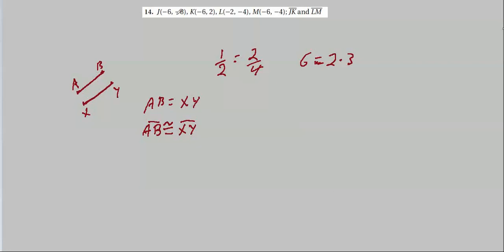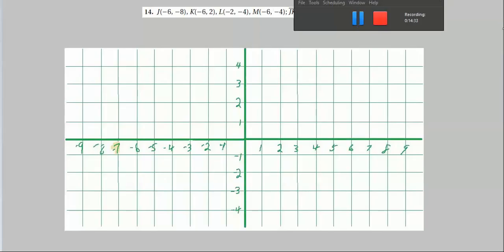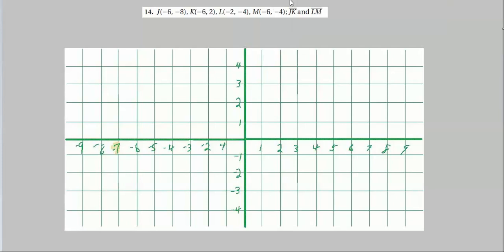So, let's take a look at these. First thing we have to do is plot these. In order to do that, I think we're going to need some kind of a grid on which to plot points. Ooh, and there's a grid now. So let's get to work. J is minus 6, 8. And remember from Algebra 1 what that means. That means x, as always the first one, is minus 6, and y is minus 8. So for our first point, we've got minus 6 for x, and minus 8.